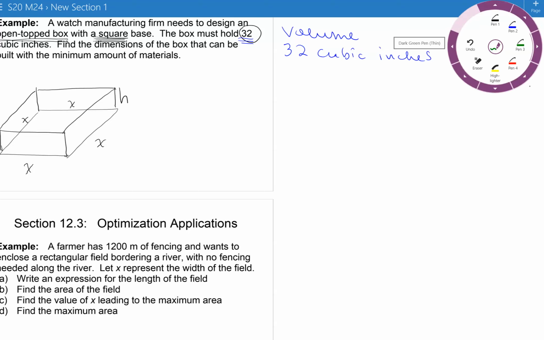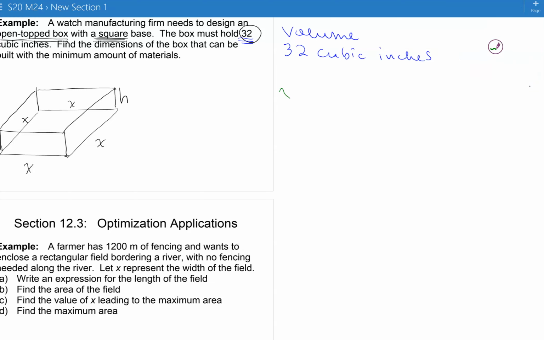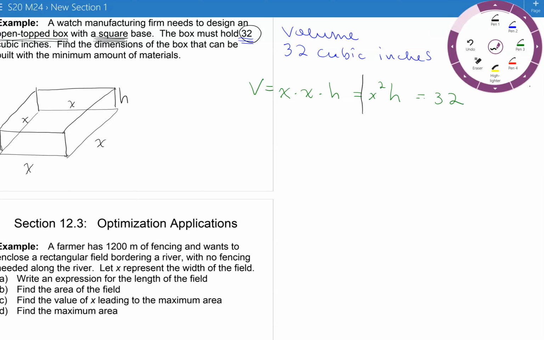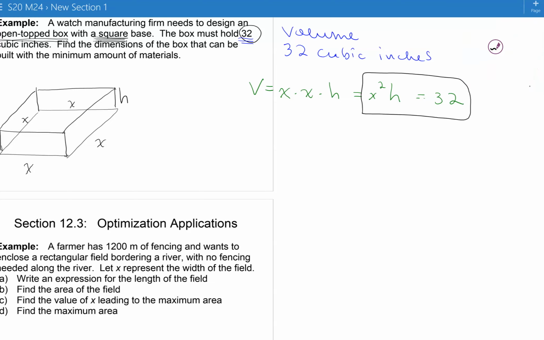So then we need a formula for the volume. Well, for a rectangular solid, it's the length times the width times the height. So we would write that as x squared h, and now we know that has to equal 32. So we're going to hang on to this equation until later when we need it. So the equation with the number you'll use later.